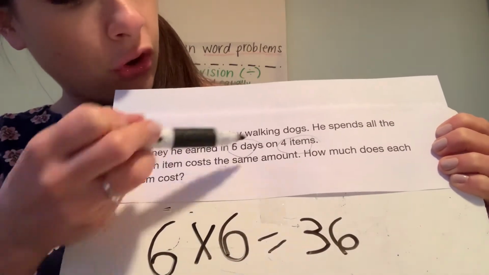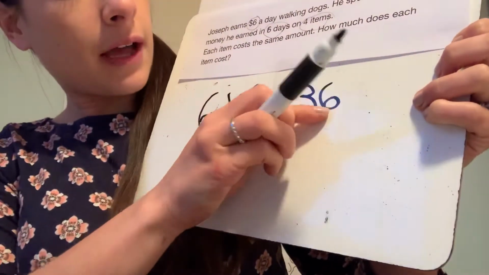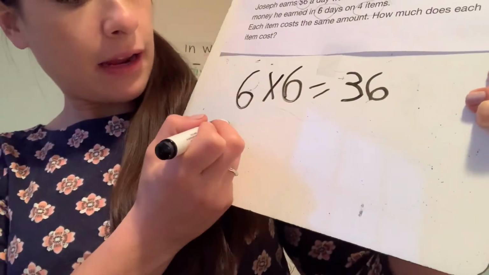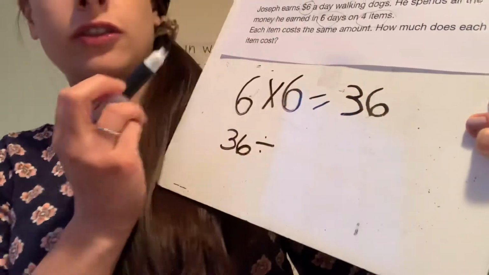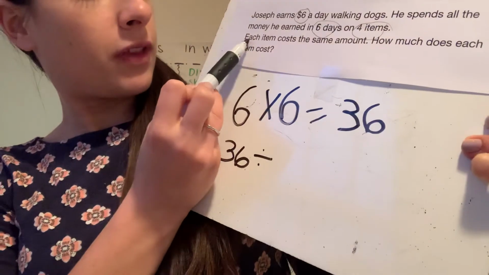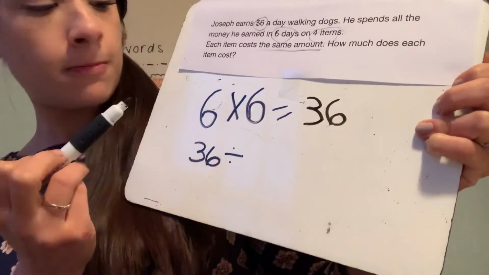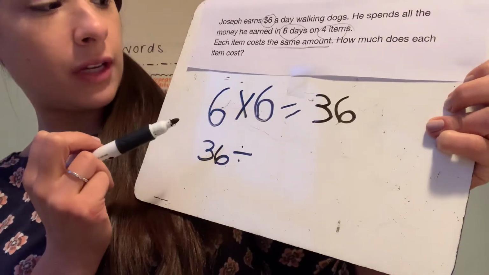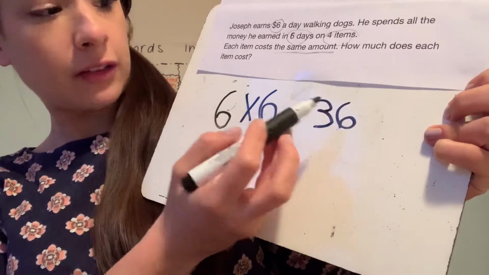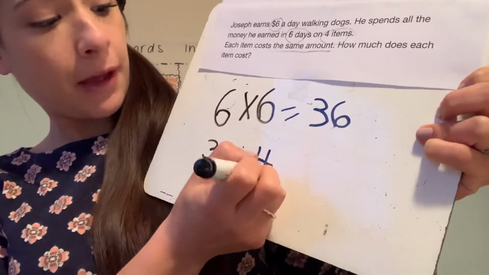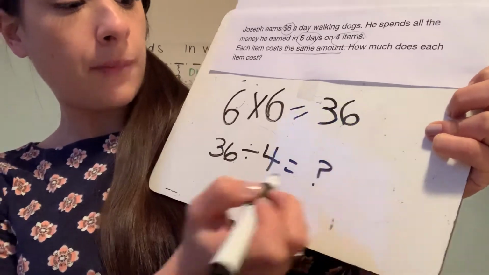He spent all the money on 4 items. So now I'm going to take my 36 and divide it onto 4 items because we know that if each item costs the same amount, we can use division because we can share it equally. So I'm going to do 36, that's all my money, divided by 4, my 4 items, equals what?